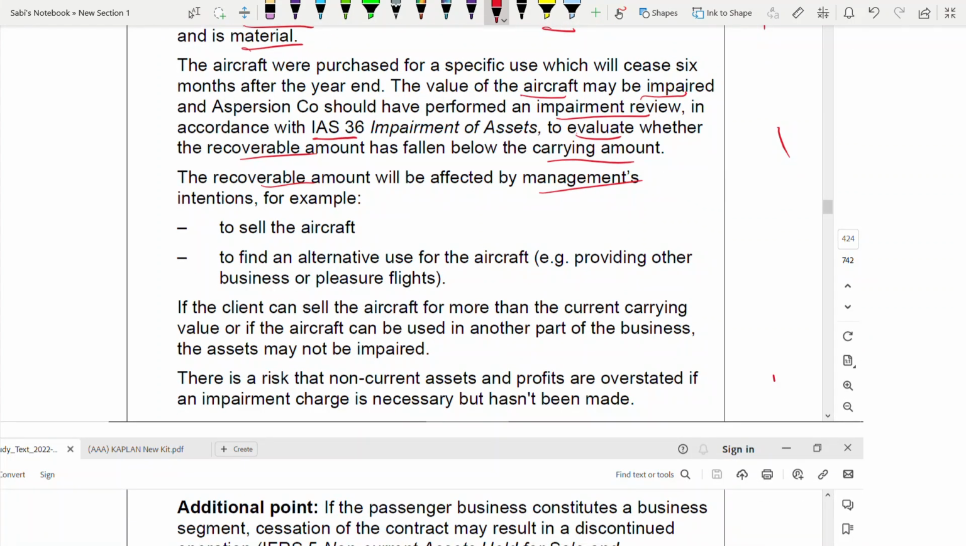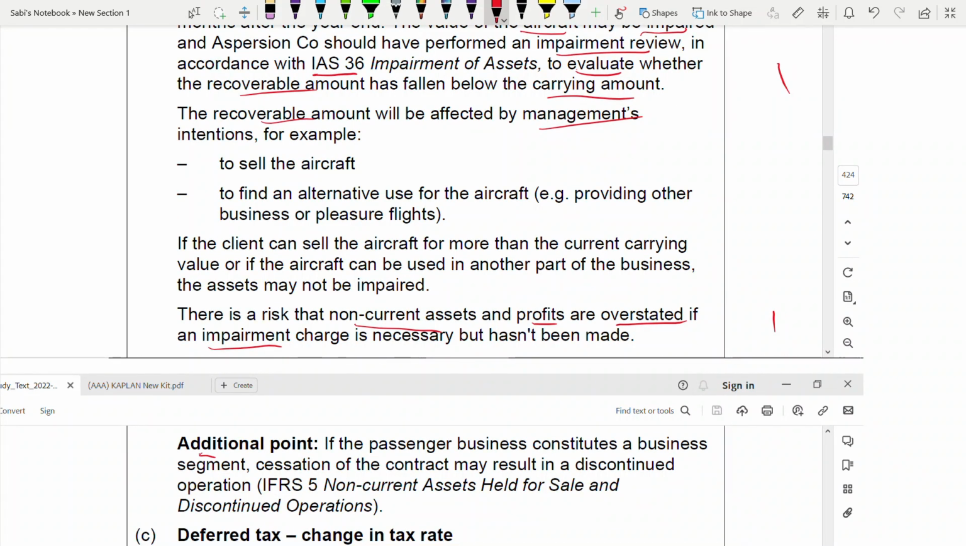So another 1 mark, I told you. The last one is for what? Overstatement. Here also, non-current asset and profit could be overstated. Risk is there. Why profit? Impairment. Earlier it was depreciation, here it's impairment. If impairment is not charged where it should have been, profit is overstated. And so is non-current asset, because non-current asset also reduces if you have put the impairment. Because impairment is reduced from the carrying amount of the non-current assets. Right?